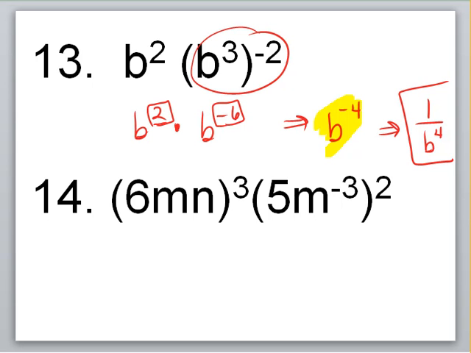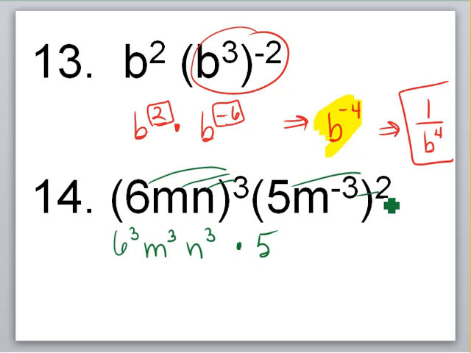Alright, finishing up this lesson, we have a few more problems. We're going to continue on the path of the word, which is raising each of these to the power first and getting rid of the parentheses. So I've got 6 to the third, m to the third, n to the third, times 5 to the second, m to the negative 3 times 2 is negative 6.